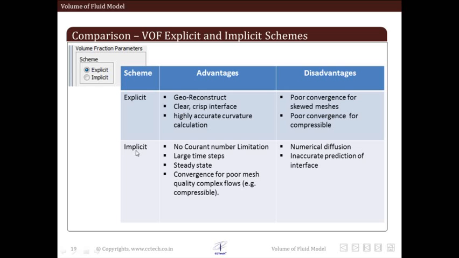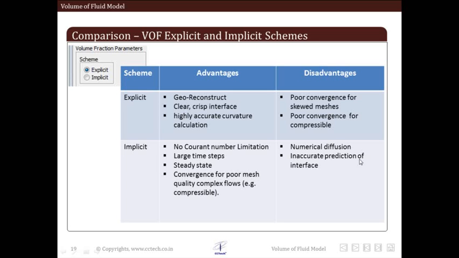If we use the implicit scheme, we don't have any limitation on the Courant number. We will also discuss this in the coming slides: what do we mean by Courant number and its limitation? For the implicit scheme, we can use larger time steps. Also, steady state calculations can be performed, and we can also obtain satisfactory convergence for poor quality mesh.